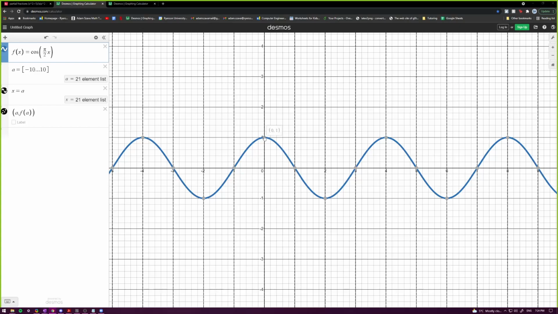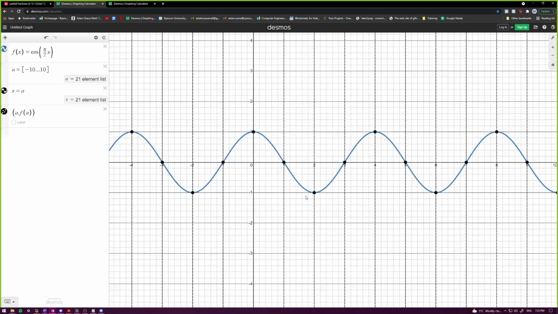So if n is a multiple of 2, then it's negative 1 or 1. Oh, sorry. If it's a multiple of 4, it is positive 1. If it's a multiple of 2, it's negative 1. And if it's 1 more than a multiple of 2, it's 0.